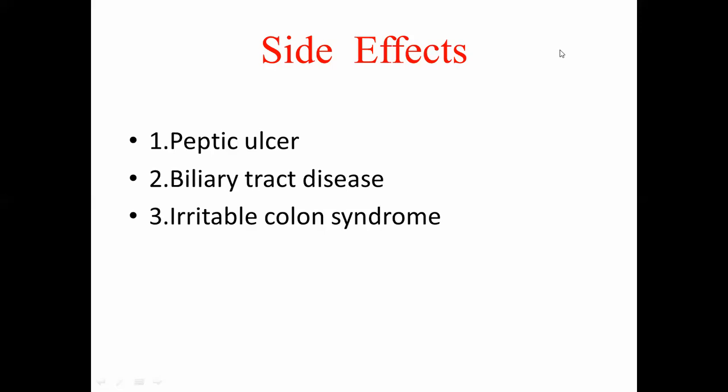So we're discussing here side effects of carminative, in which the first one is peptic ulcer. Peptic ulcer occurs when there is hypersecretion of acid or hyperacidity, which leads to sore formation or lesion formation in the lining of the mucous membrane of the GI tract. So that is peptic ulcer.